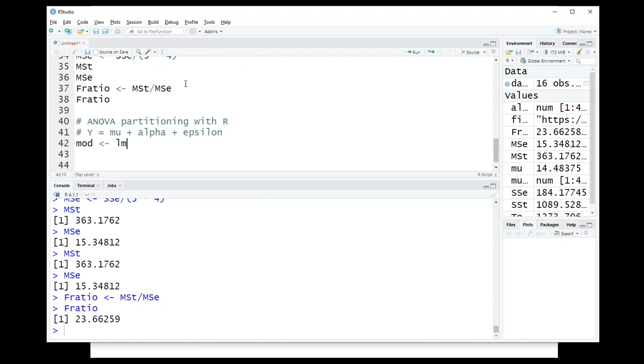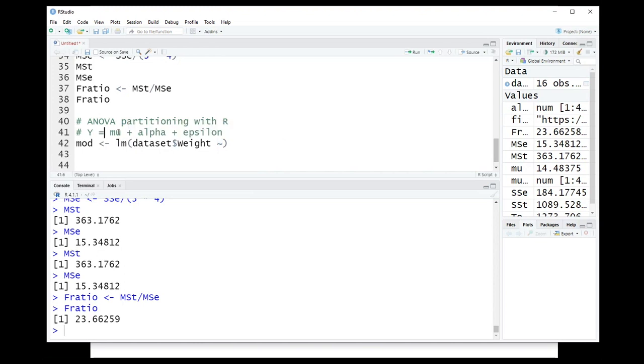We use the function lm, that stands for linear model. Then we have to tell it what is the y variable, the response variable. The response variable is dataset dollar weight. Then we need the tilde, which is this character here.